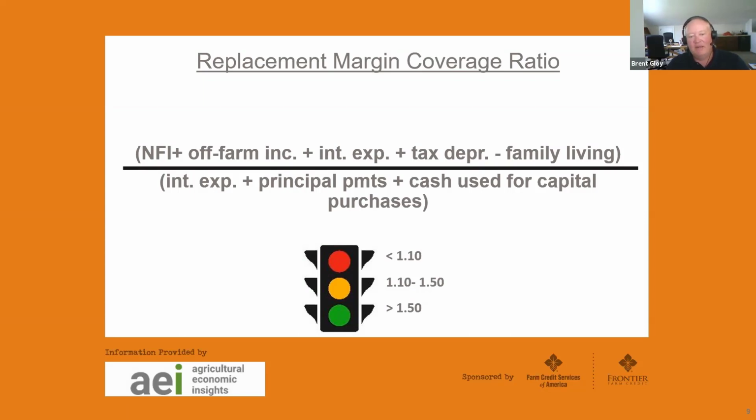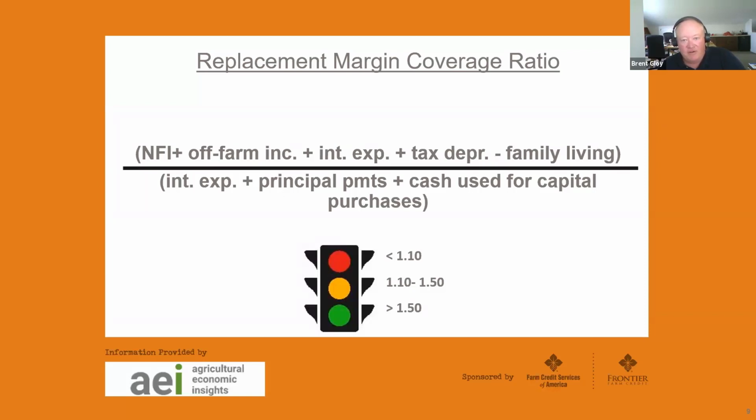That means that pretty much all of our cash inflow is being used to service our current debt and our current capital expenditures. And we don't like to see it that tight. We'd like to see that number ideally over 1.5. So, just a way to kind of benchmark, calculate that for your farm.